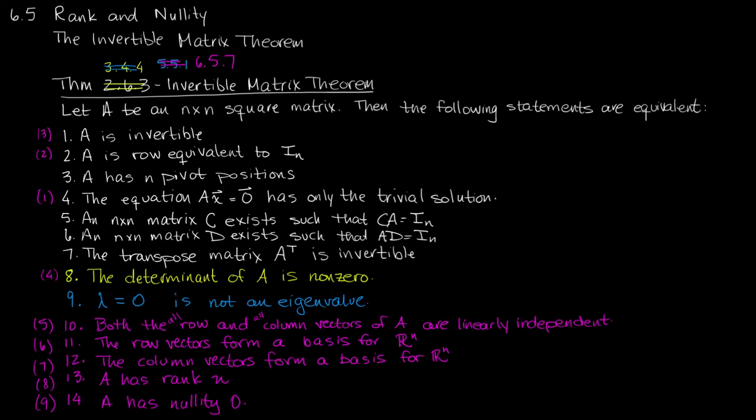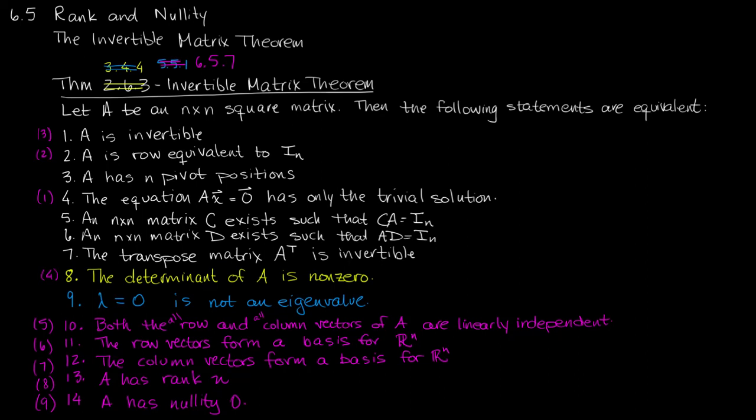It must be true, if all the column vectors are linearly independent, that the column vectors form a basis. Did I say that one already? If all the row vectors are independent, then it must be true that the row vectors form a basis for Rn. So all 5 of these are interlocked in a way. If you know any one of these, then you know all 5 of them.